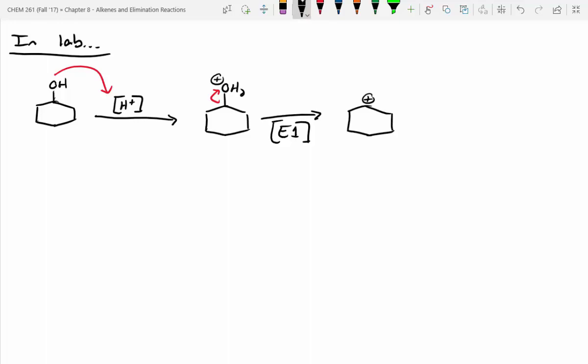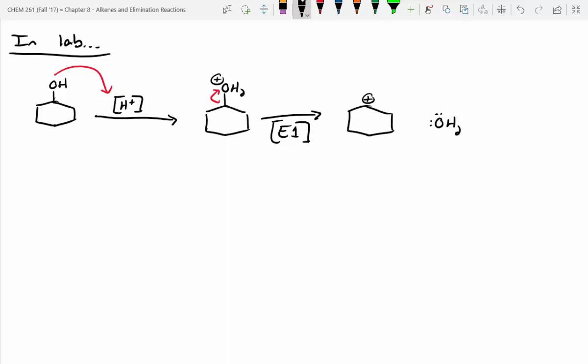All right, so now we've got our leaving group that fell off, which was water. We've got a secondary carbocation, not the best. Is there any way to rearrange this? No, the only thing we could do is go from secondary to secondary to secondary, right? So that's not going to help very much.